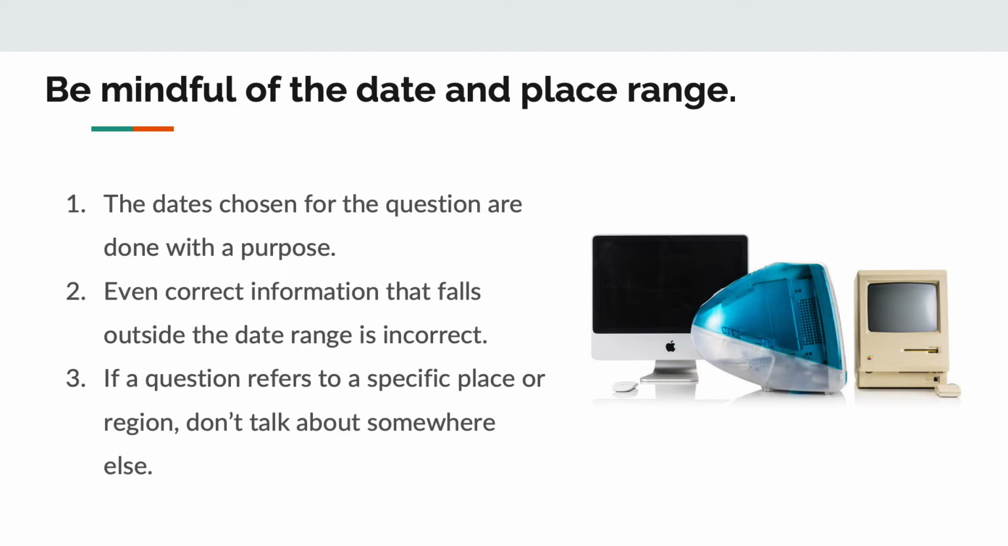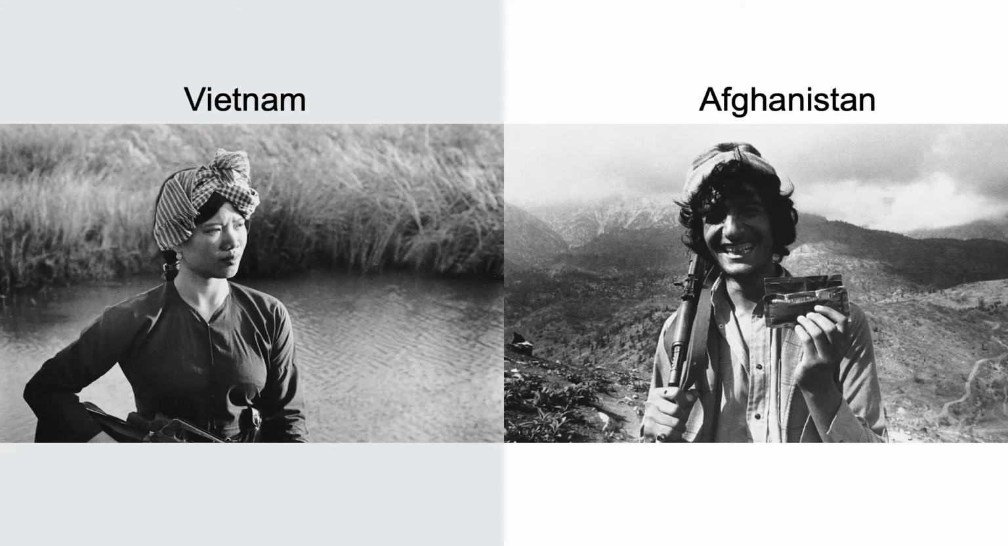So just be mindful that even if your information is correct, but it is outside the date range, then you won't get credit for this particular answer. If you were studying the B6 topic, which is the changing nature of warfare, and the question was about how guerrilla wars in Vietnam in the 1960s was similar to guerrilla war in Afghanistan in the 1970s, then you have to be specific about what was happening in Vietnam and what was happening in Afghanistan.